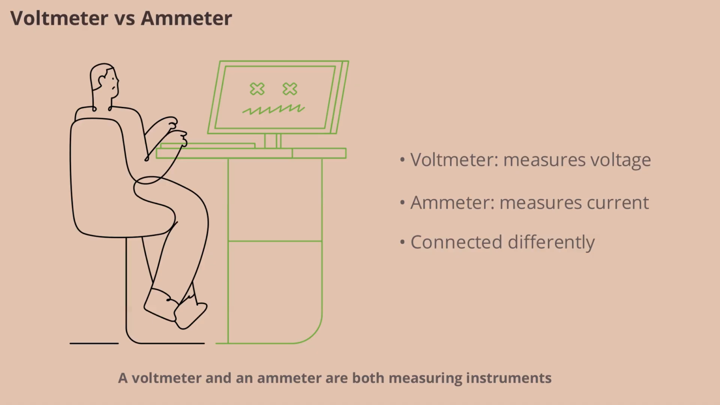A voltmeter and an ammeter are both measuring instruments, but they serve different purposes. A voltmeter measures the potential difference, voltage, between 2 points in a circuit and is connected in parallel. An ammeter measures the current flowing through a circuit and is connected in series. Using the right instrument ensures accurate readings and safe experimentation.